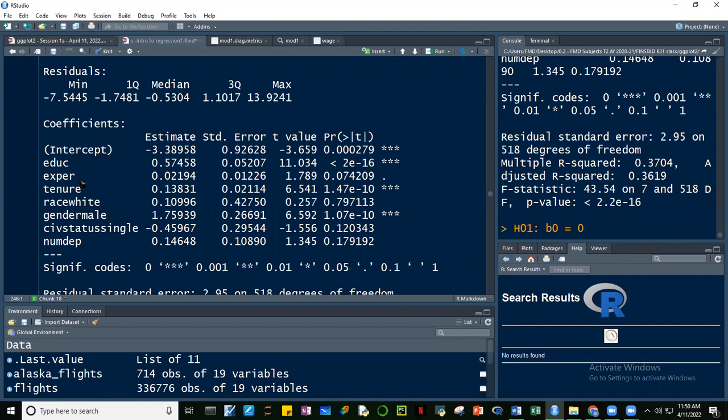Okay, number 2, experience. Experience is significant at that level, at 10%. You can see it, 0.07. Okay, so what does this mean? For every 1 year increase in experience, there's a corresponding 2 cents increase in hourly wage. Okay, again, comma, ceteris paribus.